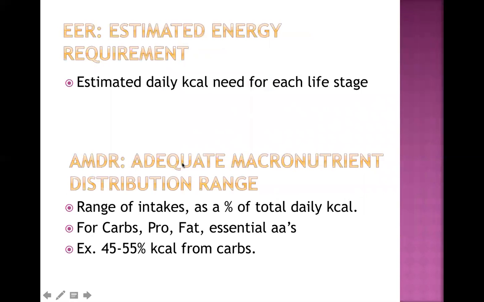All right, so some components that complement the DRIs: something called EER, or estimated energy requirement. And this is estimated calorie needs for each life stage. So this could mean pregnancy, lactation, childhood, growth, etc. And things that would be taken into account would be height, weight, gender, activity level, and age. And an EER would be calculated on an individual basis. However, there are some broad estimates out there, and they can be found in charts in your book.